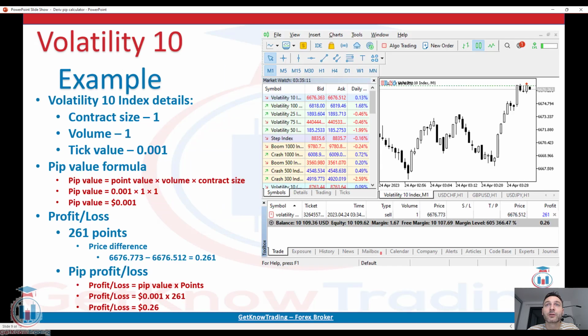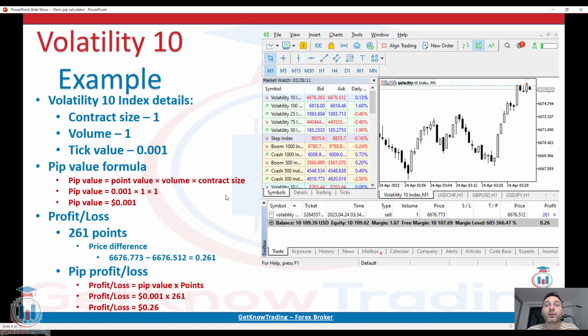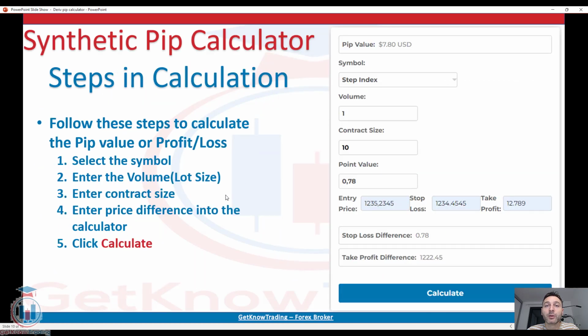So for the step index, let's move backwards a little bit. You can see that the step index has the tick size 0.1. So if you would like to calculate the pip value for 1 pip, you put here 0.1. But in this case, I have put 0.78, which means, sorry, 7.8 pips. So when you calculate the price difference and you make the calculation for 0.78 price change, you get $7.8.